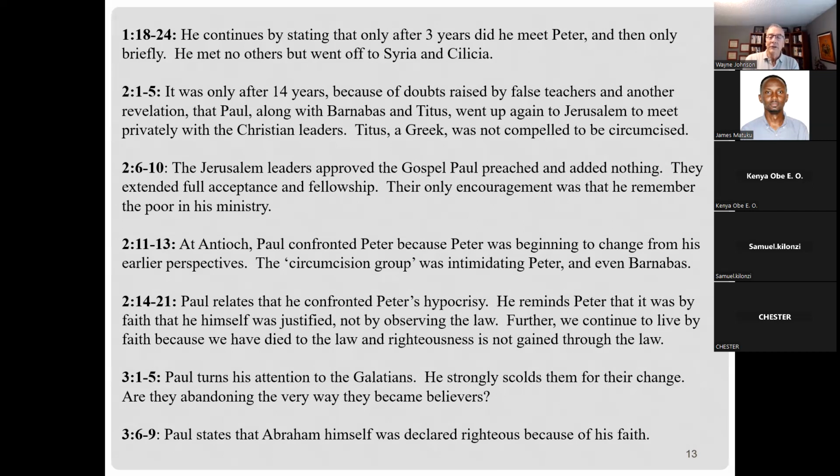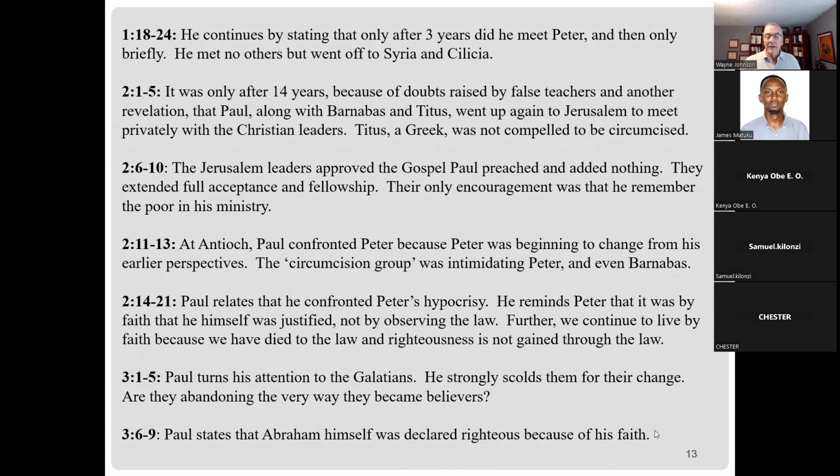Further, we continue to live. It's not just how we are saved, but how we live as believers every day. We continue to live by faith because we have died to the law and righteousness is not gained through the law. So we're not going to achieve that goal.